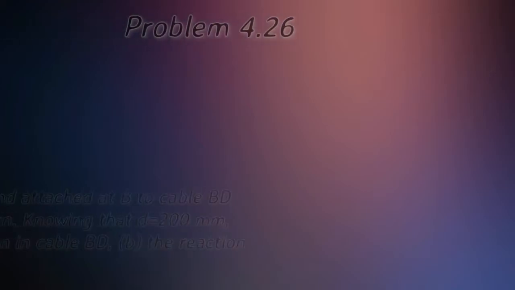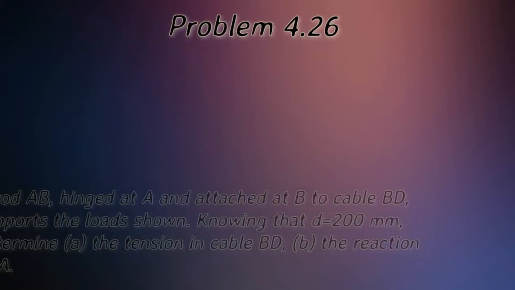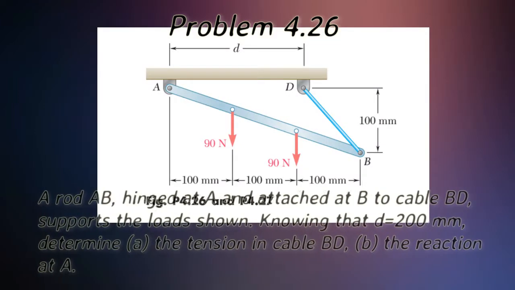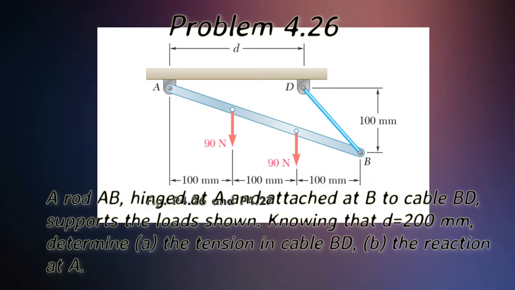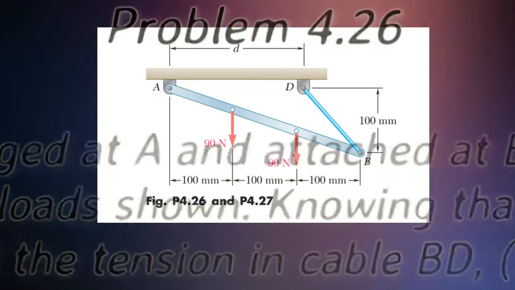A rod AB, hinged at A and attached at B to cable BD, supports the load shown. Knowing that D is equal to 200 mm, determine (a) the tension in cable BD, and (b) the reaction at A.